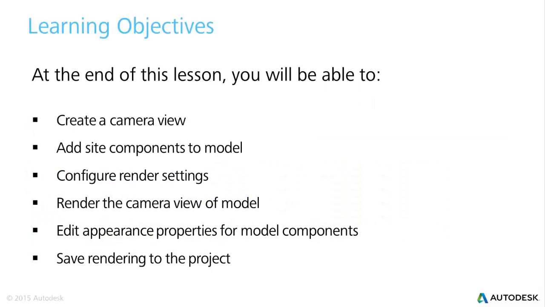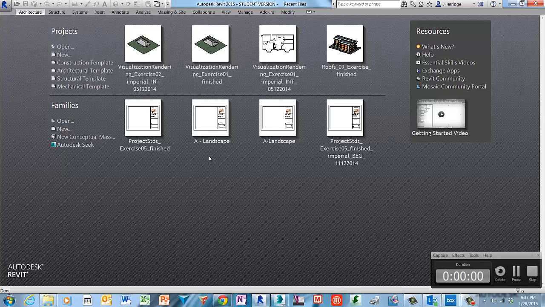Let's look at the learning objectives for video 4. At the end of this lesson, you will be able to create a camera view for rendering, add site components, basically site entourage or trees, configure render settings to get the right type of output that you're looking for, render the camera view of the model, then go back and edit appearance properties for model components, and then rerun the rendering again to help iterate the design process. With that, let's get started.